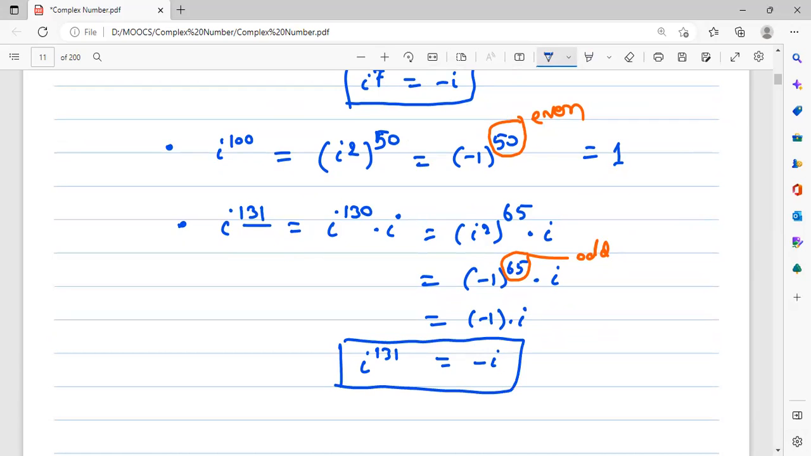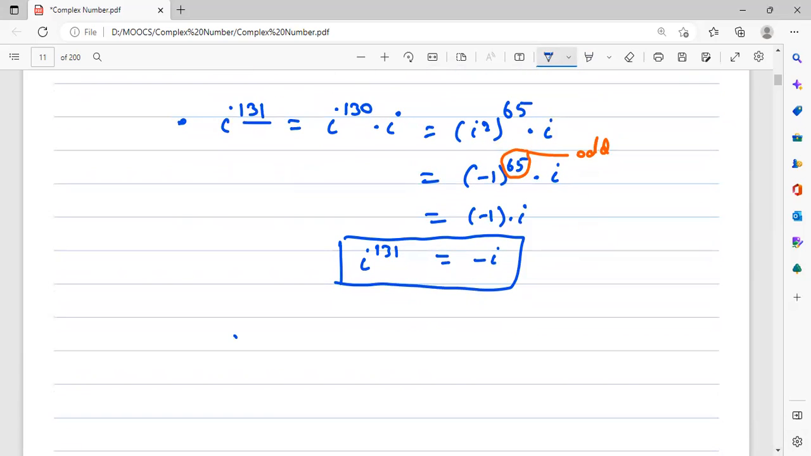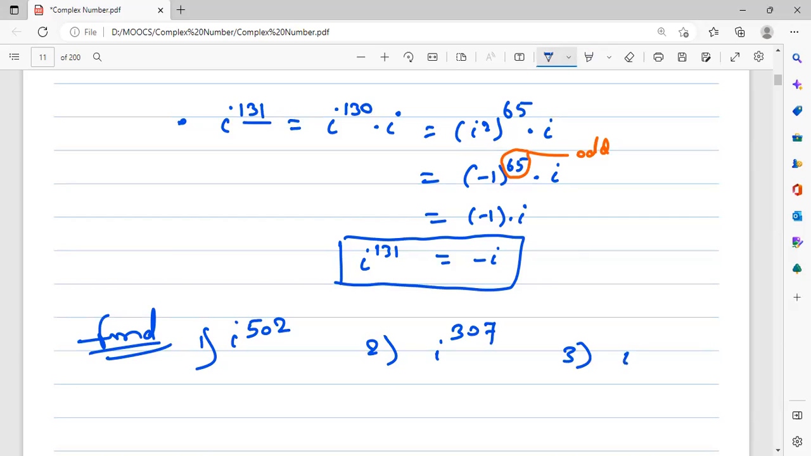That means we can find out any power of i. If the power is directly even, no problem, easily find it. This is homework for you: i raised to power 502, i raised to power 307, and i raised to power 21.